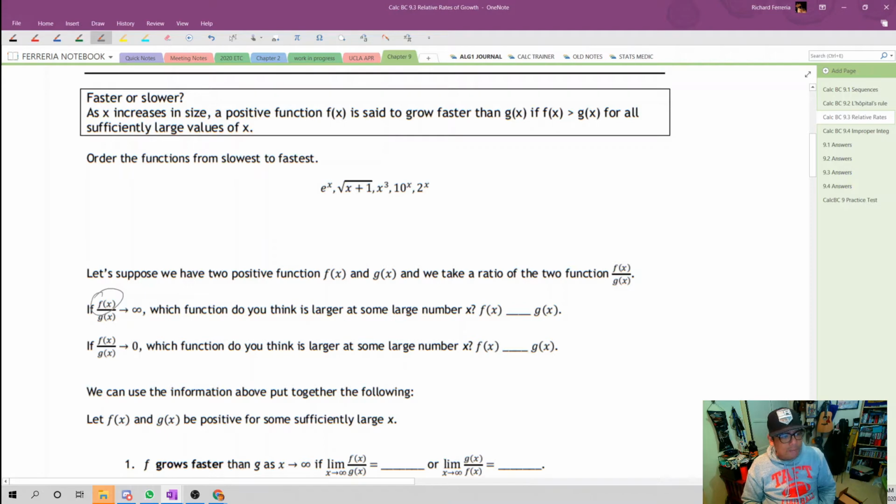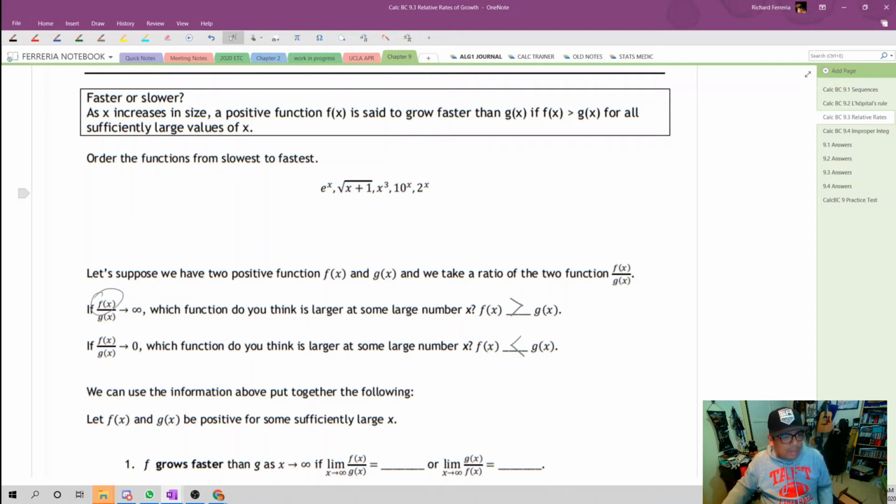So if this ratio trends to infinity, we're going to say that the numerator function grows faster. And conversely, if the ratio trends toward 0, we're going to say that the denominator function grows faster.